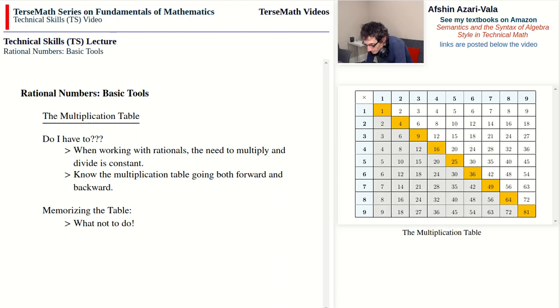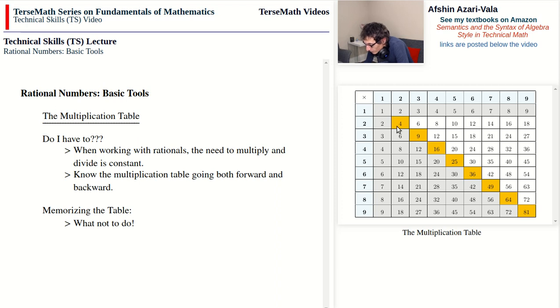Now, as far as the top row goes, I'm guessing that everybody knows that 1 times a number is the number itself. So 1 times 4 is 4, 1 times 5 is 5. So we don't need to memorize the top row.